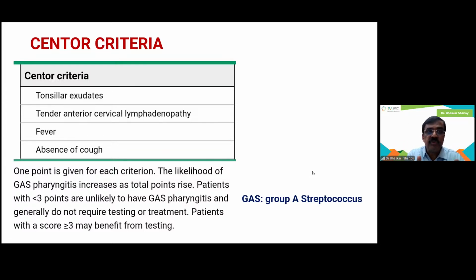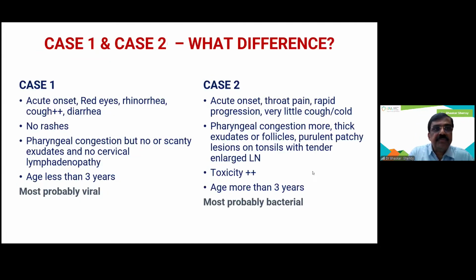Tonsillar exudate, tender anterior lymphadenopathy, fever, and absence of cough. These are the 4 things you have to look for. One is fever, absence of cough, anterior cervical lymphadenopathy, and tonsillar exudate. And those with less than 3 points are unlikely to have group A streptococcal pharyngitis.